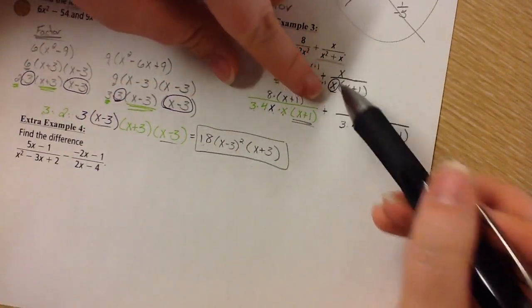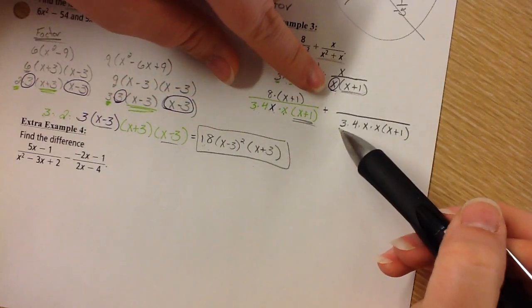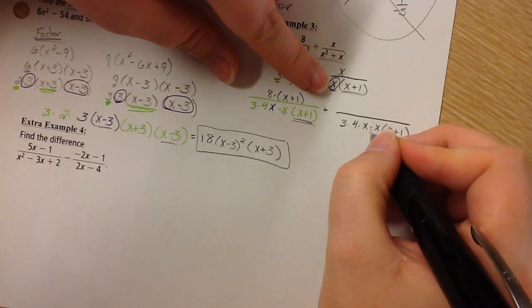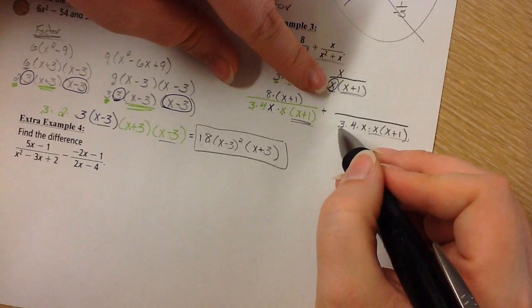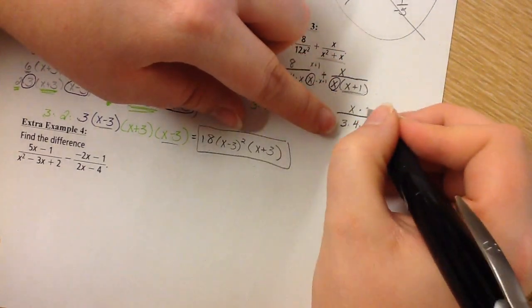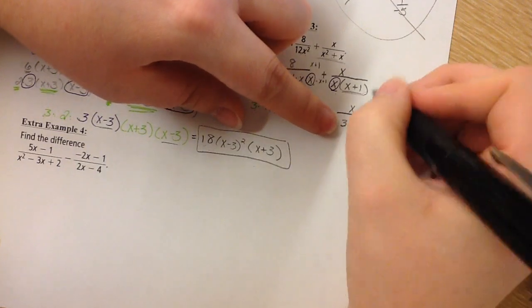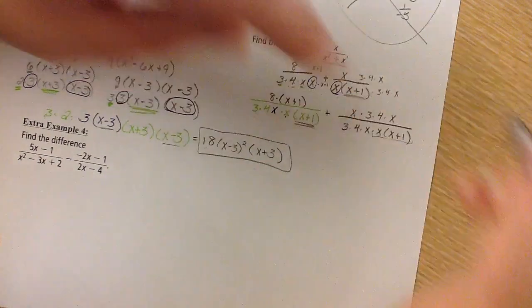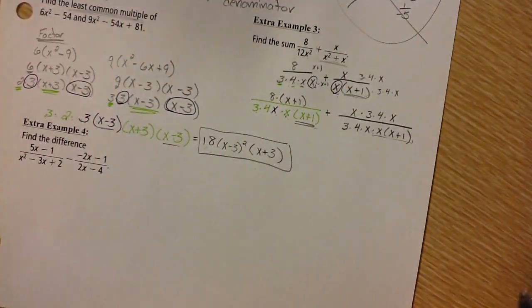And then I do the same thing to this fraction. Well, I don't have a 3, I don't have the 4. I have one of the x's and x plus 1. So this stuff's the same, but I'm missing a 3, a 4, and an x. So I take the x that's already there, times 3, times 4, times x. So we're multiplying by 3 times 4 times x.